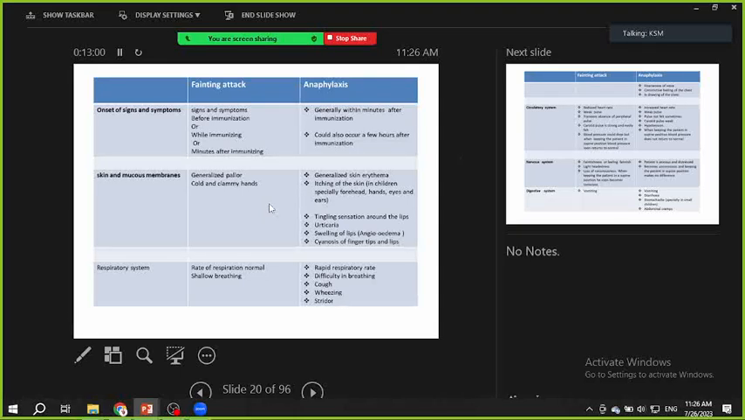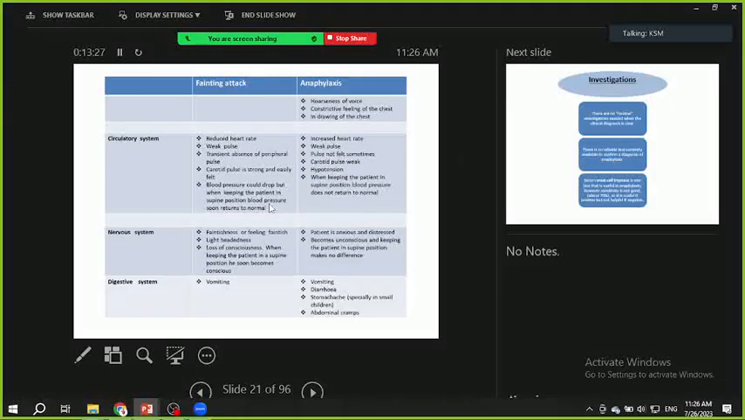In skin and mucous membranes, in a fainting attack they get generalized pallor and cold, clammy hands, but they don't get an itchy rash, angioedema or urticaria, which occur in anaphylaxis. In the respiratory system, in a fainting attack the respiratory rate is normal or breathing is shallow, but in anaphylaxis they get a rapid, increased respiratory rate, difficulty in breathing, wheezing and stridor, which is how you can identify whether the patient has a fainting attack or anaphylaxis.